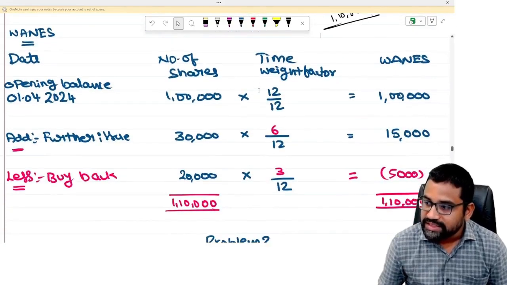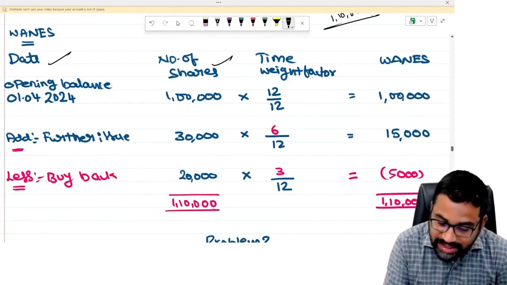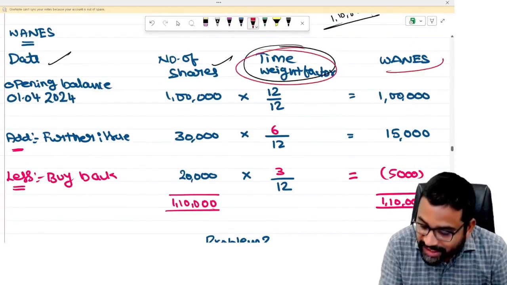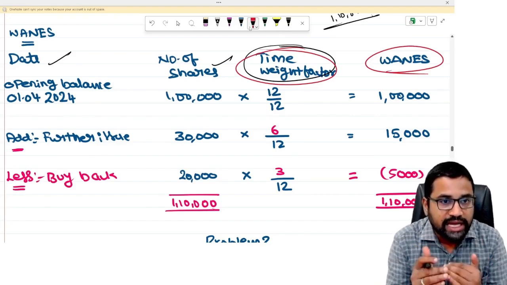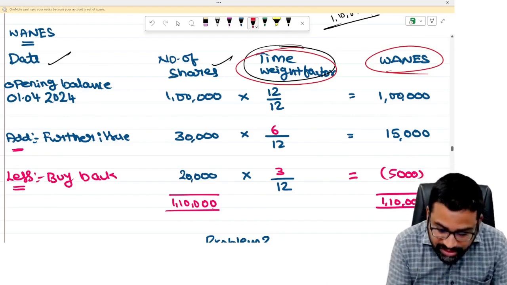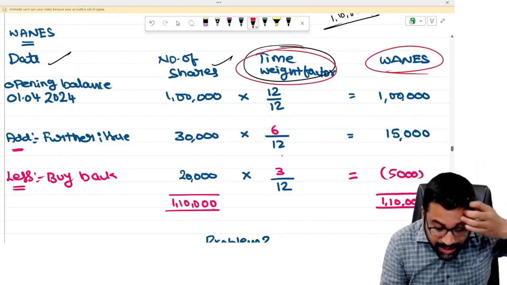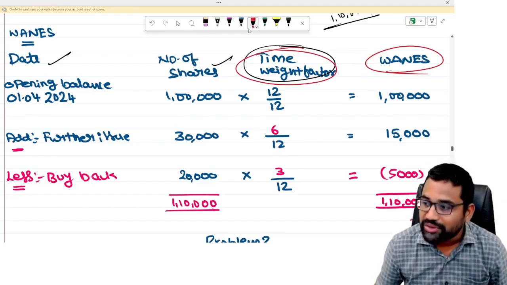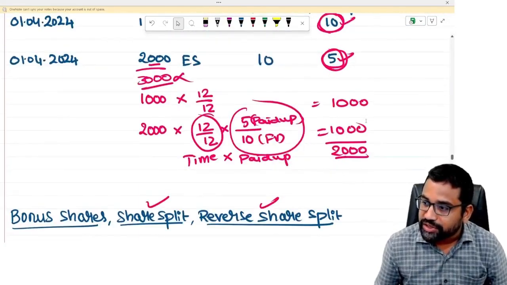See here, this is how we need to calculate. We have the date, number of shares, time weight factor, and then the weighted average number of shares. For example, 1 lakh shares into 12 by 12, further issue 30,000 into 6 by 12 as they are outstanding for 6 months, minus buyback 20,000 into 3 by 12. So therefore 1 lakh 10,000. This is how you need to calculate the weighted average number of shares. Then I solved some questions relating to it.